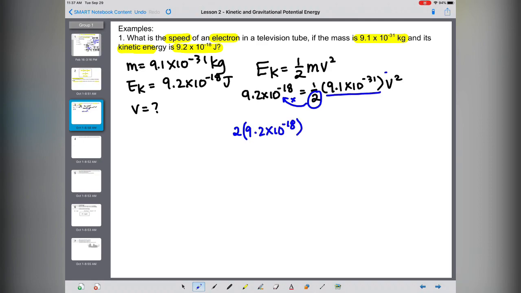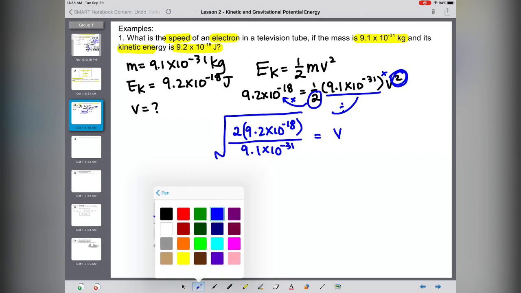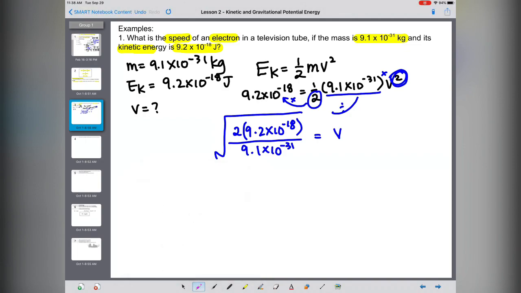And then this is multiplying, so I can bring it over and it becomes dividing. So divided by 9.1 times 10 to the negative 31, and it equals v squared. So to solve for v, you have to take the square root of everything. Now it's time for you to remember how to punch it in the calculator. I just want to make sure that you use the right button.